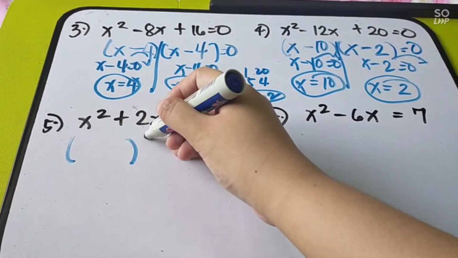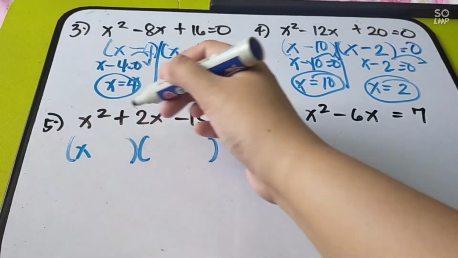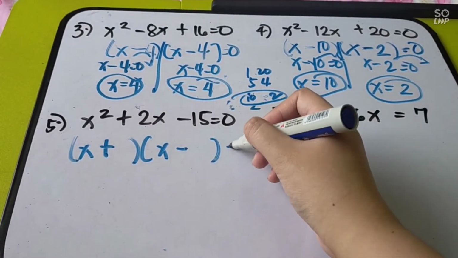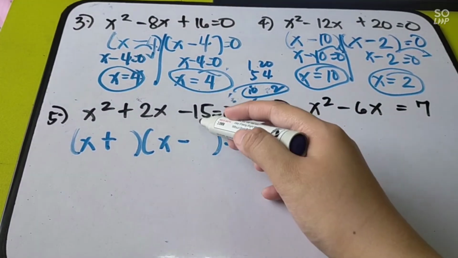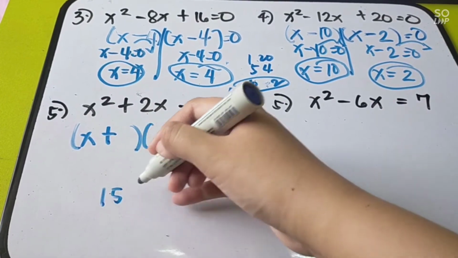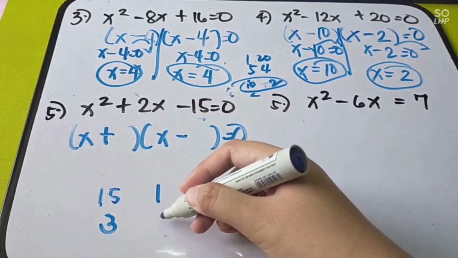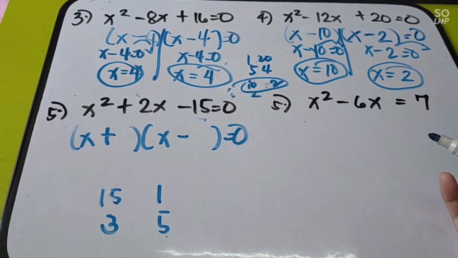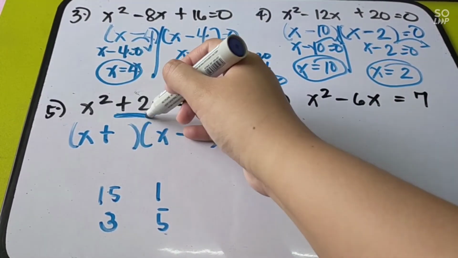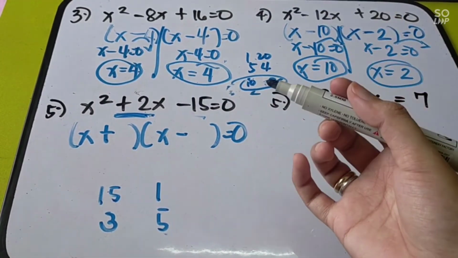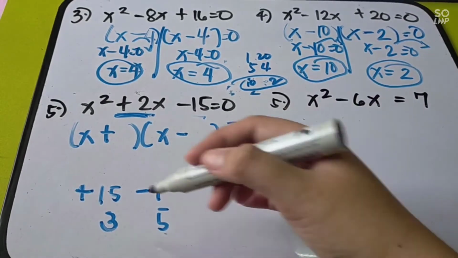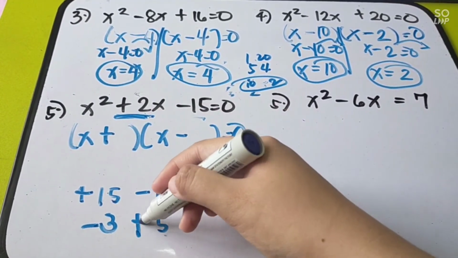So, we have here, the factors are x and x, one positive, one negative, equals to 0. Now, let us have the factors of 15. The factors of 15 are 15 and 1, then 3 and 5. Since the constant is negative, the highest number must be the positive one, and the smaller one is the negative.